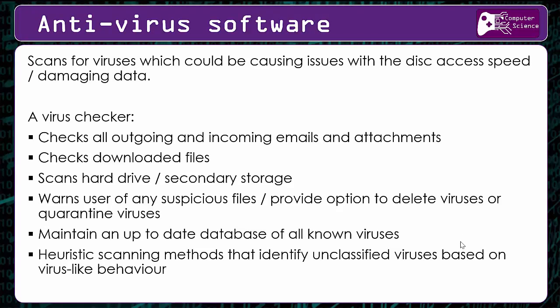The first example is antivirus software. So this is a bit of software, a tool that scans your computer for viruses. It can also scan incoming emails and attachments and any files that you've already downloaded. It can warn the user of any suspicious files that it might find, with an option then to delete the viruses or quarantine them. It maintains itself by updating its database with all the latest virus definitions, and it also uses heuristic scanning methods that identify unclassified viruses based on virus-like behaviour.